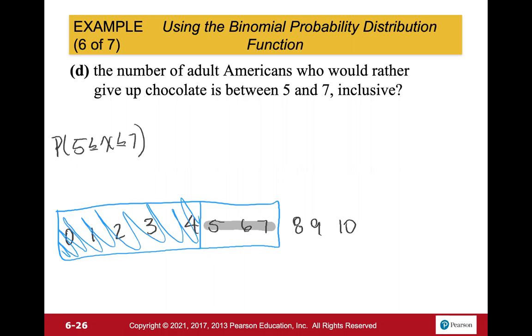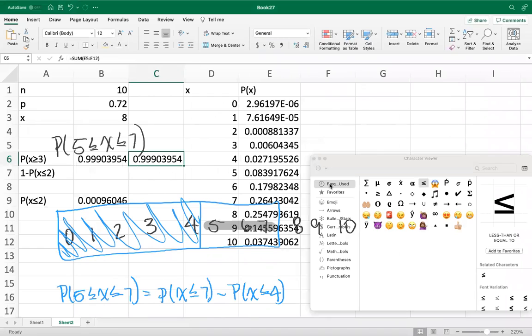So now the way that we could write it is we want the probability of 5 less than or equal to x, less than or equal to 7. So this is going to be the probability of x being less than or equal to 7 minus the probability of x being less than or equal to 4. So in order to find that probability, we're going to have to find those two probabilities. So let's see what we have here. So we could delete all of these.